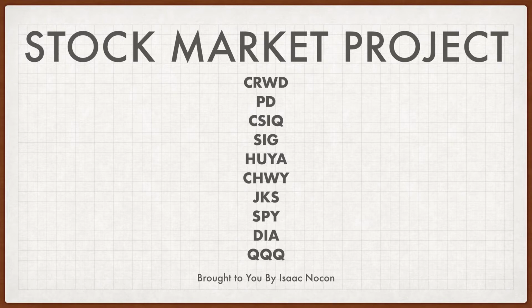The 10 securities that I chose for my portfolio were CRWD, PD, CSIQ, SIG, HUYA, CHWY, JKS, SPY, DIA, and QQQ, which I will also go over individually in a moment. I will also go over how much money I would have gained or lost, and the main takeaways I got from this whole experience of analyzing the daily closing prices and average daily trading volumes of these stocks.